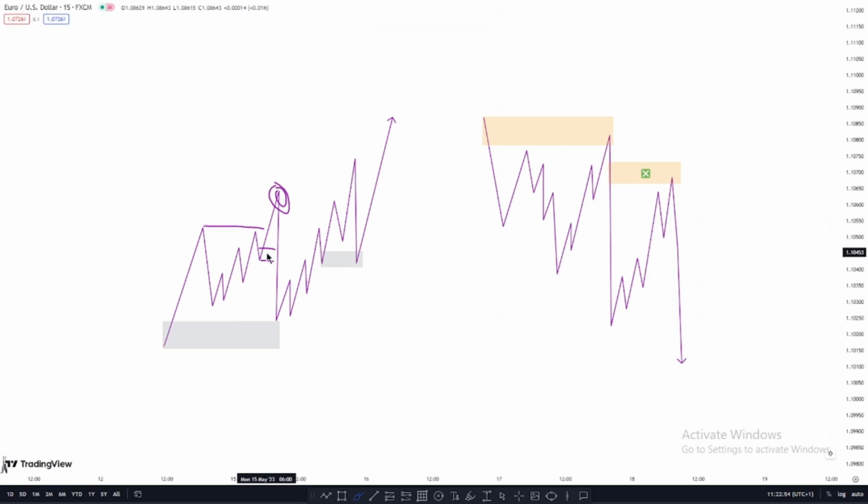I want us to understand that very, very well. Okay, that is an inducement area. So you don't need to take your trade from here. You don't mark any other block here to take trades from.